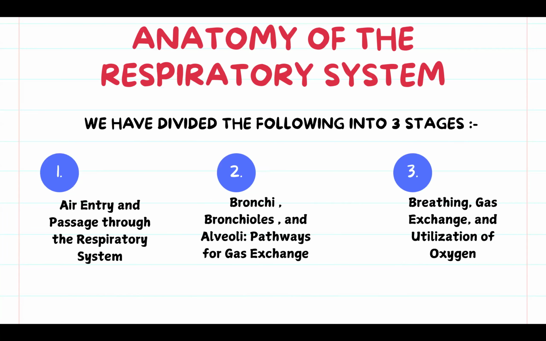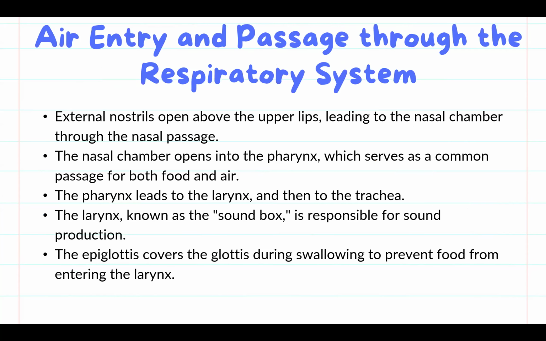In this part, we have divided it into three stages. First is air entry and passage through the respiratory system. Second, bronchioles and alveoli, the pathway for gas exchange. And third is breathing, gas exchange, and utilization of oxygen. First, we will look at air entry and passage through the respiratory system.